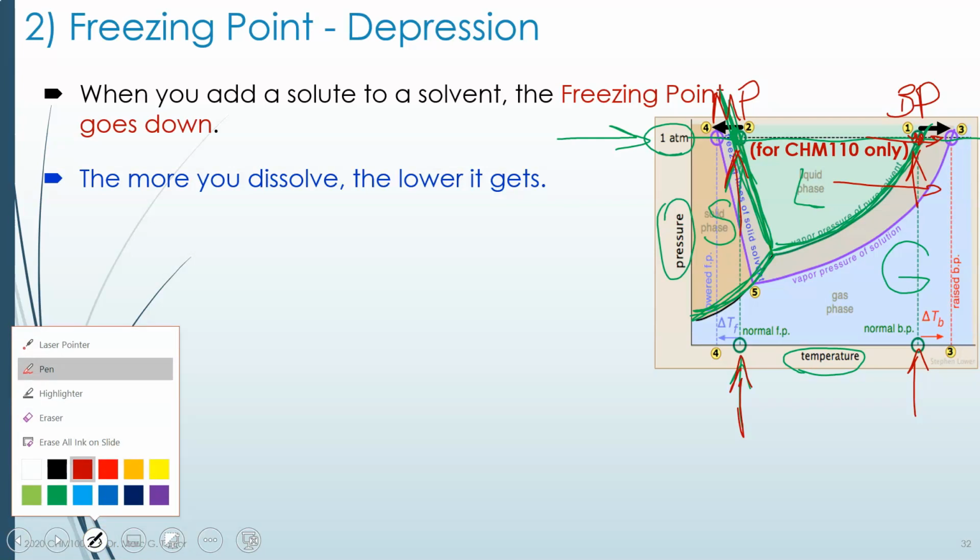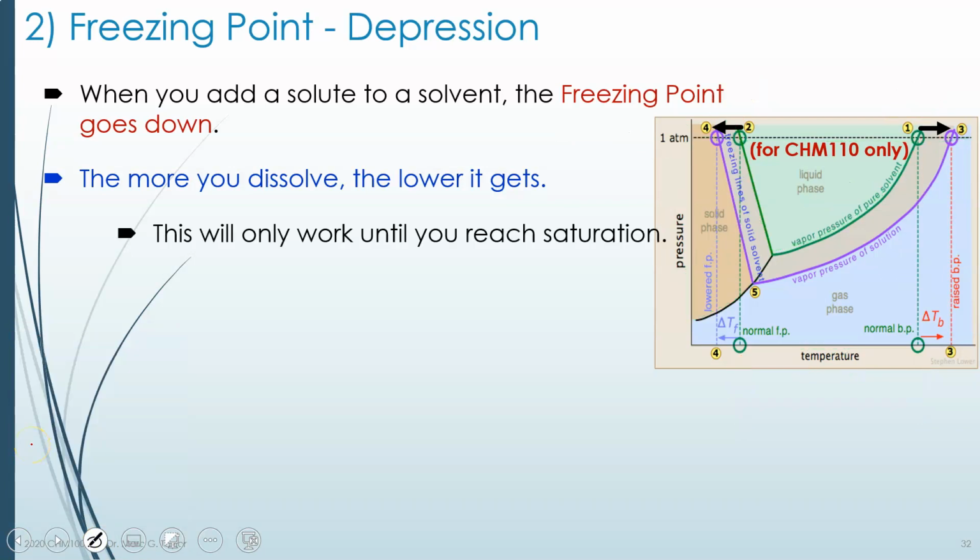So I'm going to clear those notes because it's a little cluttered here. This will only work until you reach saturation. In other words, I add more and more salt or sugar or whatever it is I'm dissolving in the water. The freezing point will keep going down and down and down, and eventually I won't be able to put any more in solution. I'll reach saturation, and the freezing point won't go any lower, but I'll hit some limit.